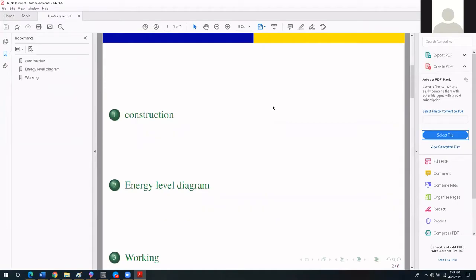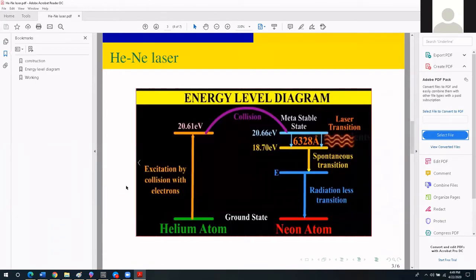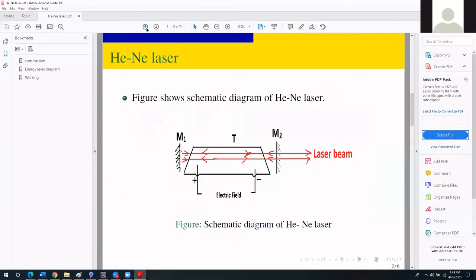I will also explain this question in three subtopics. First one will be construction, second one will be energy level diagram, and third one will be working.